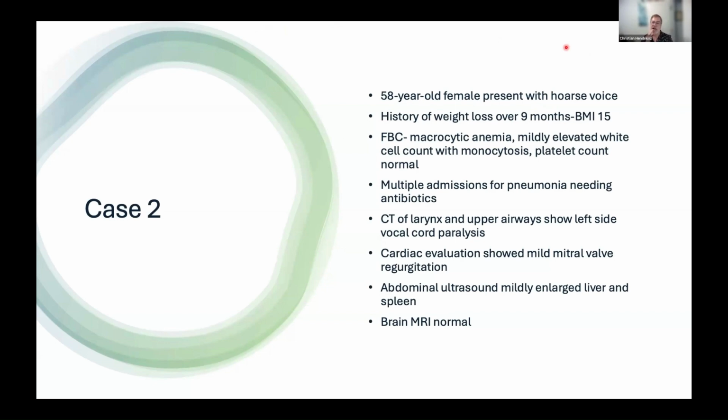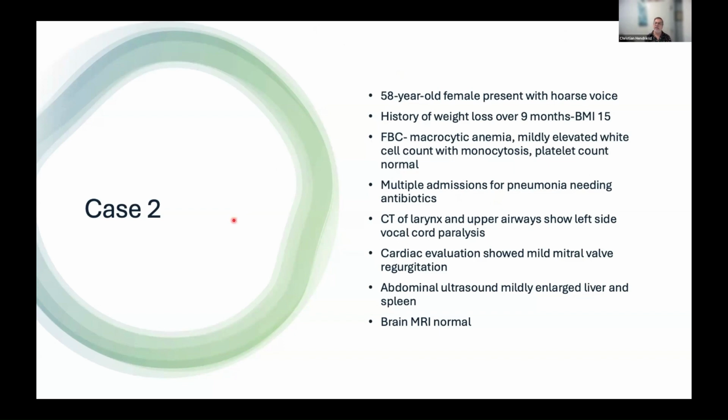She had a CT of her larynx and upper airways, which only showed a left-sided vocal cord paralysis. She had a cardiac evaluation, which showed mild mitral valve regurgitation. She had an abdominal ultrasound showing an enlarged liver and spleen, but not massively, and she had a normal brain MRI. Anybody brave enough now to start putting anything in here? Let's see if anybody's brave to put anything in the chat. Any ideas what we're dealing with here?